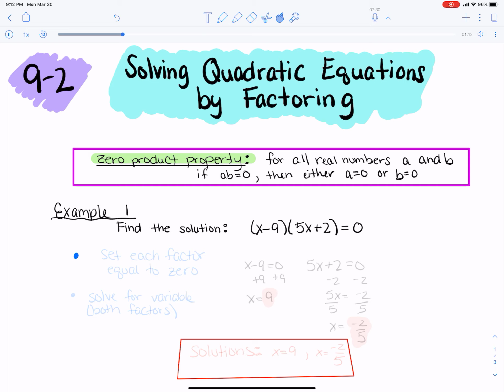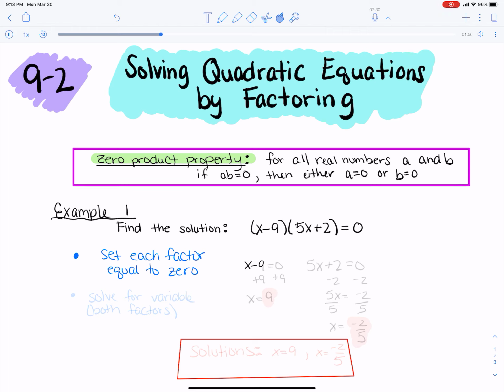So we're going to find the solution of x minus 9 times 5x plus 2 equals 0. Now, this should look familiar. This is already in factored form. So once we're already in factored form, we're going to set each factor equal to 0. Each factor is x minus 9, that's one factor. My other factor is 5x plus 2. So I'm going to take each of those and set them equal to 0.